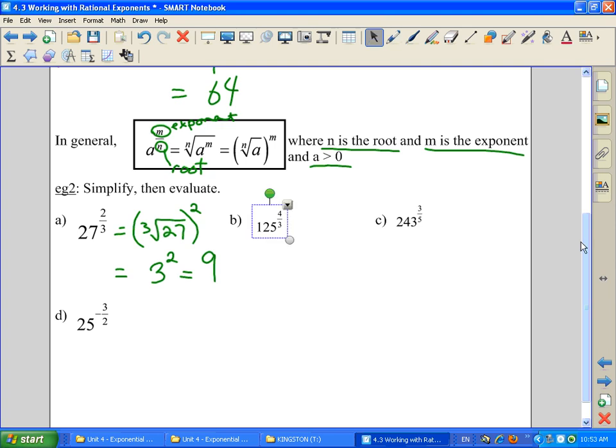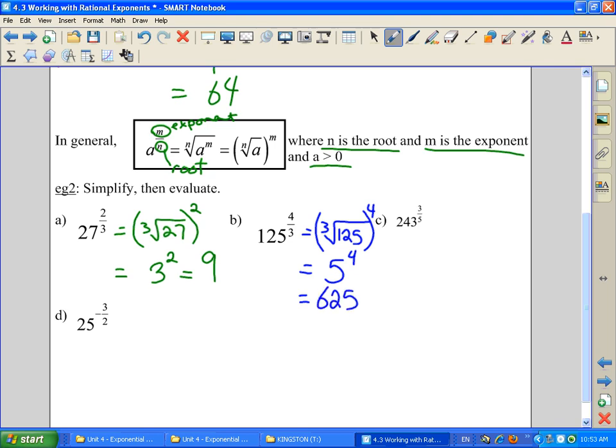Take a look at our next example. We've got 125 to the 4 over 3 as our power. And what we need to do is realize, hey, what root do we have here? We have the third root of 125, and we're raising that all to the 4th power. Using your calculator, if you're not sure, the third root of 125 is 5. Still have it raised to the power 4. Plug that in your calculator, and you should have 625.